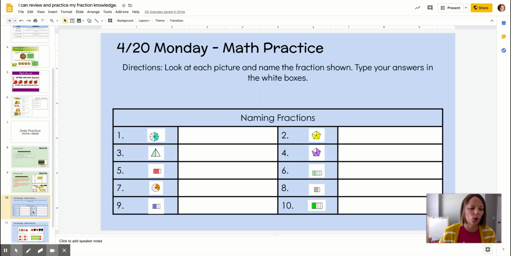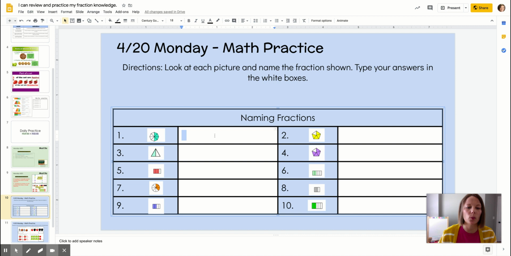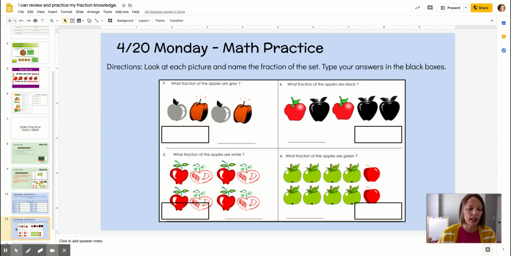On each of your work slides, so the first one, you're going to answer number 1 through 10. You're going to record your answer right here in this white box. So you're going to look at this picture for number 1, write the fraction for the part that is shaded or colored for all of those 1 through 10. The second part of the practice that you have is looking at each one of these sets of apples and recording in these boxes which fraction of the apples are gray or which fractions of the apples are black. Whatever the question asks, record your answer here in the box.